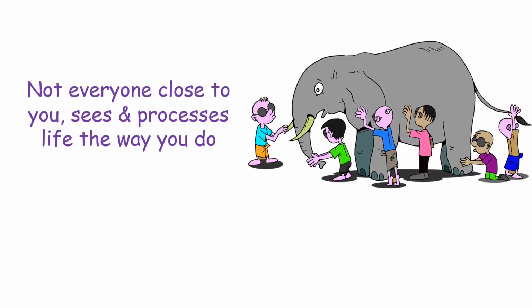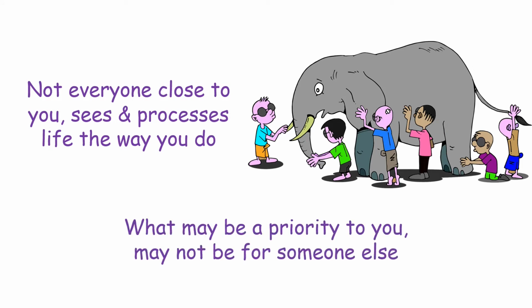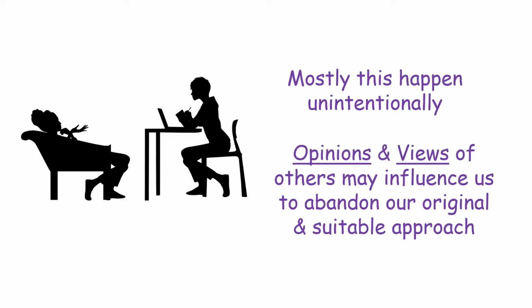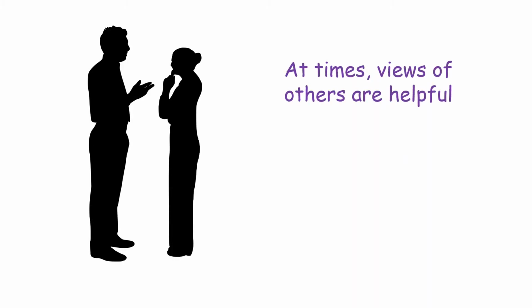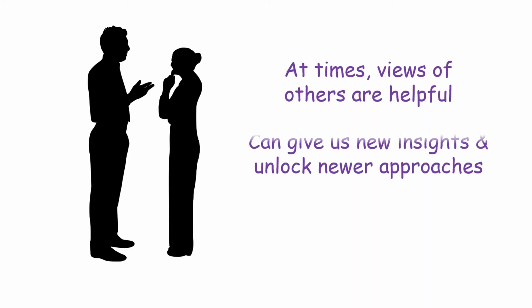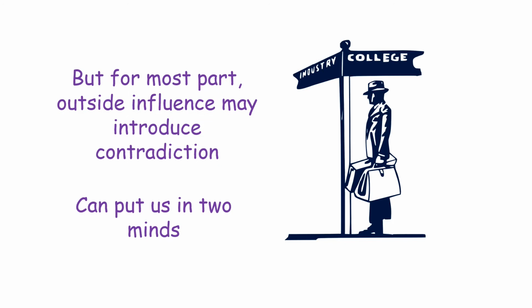This is suggested because not everyone in your life sees and processes life the way you do. What's important and a priority to you may not be to someone else. Most of the time, this happens unintentionally, where we can get influenced by opinions and views of others and abandon our original approach, which may have been more suitable and appropriate for us. At times, views and opinions of others are helpful and can give us new insights and unlock newer approaches. But for the most part, especially with important goals, outside influence introduces contradiction and gets us in two minds.